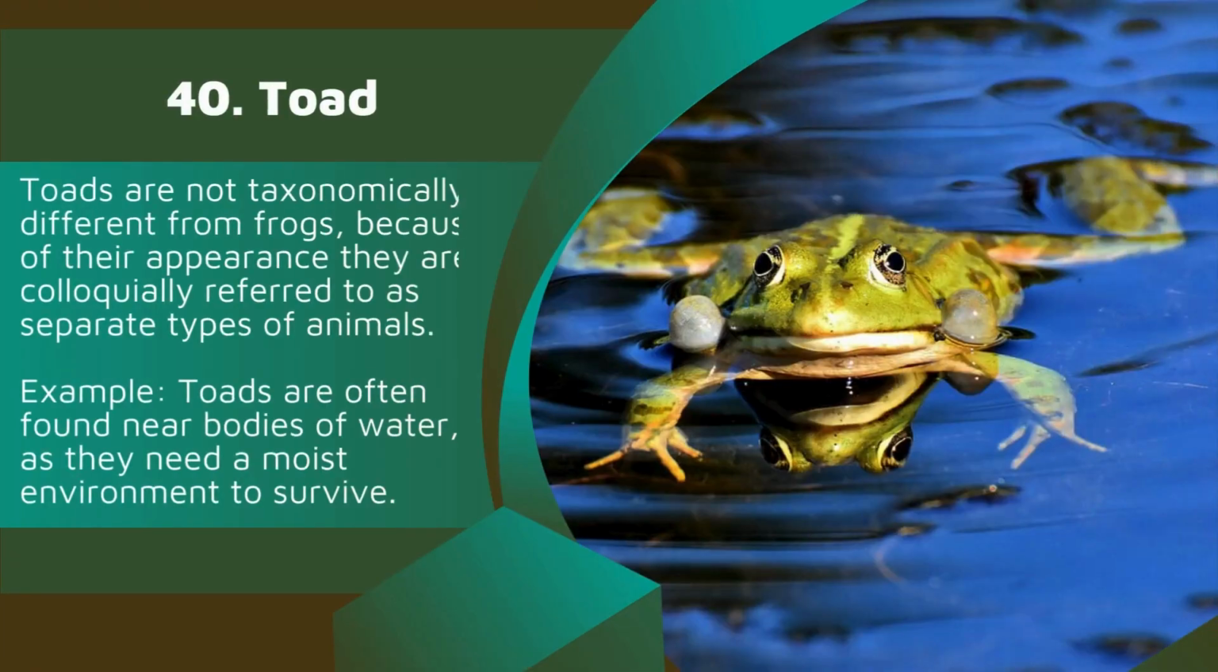40. Toad. Toads are not taxonomically different from frogs. Because of their appearance, they are colloquially referred to as separate types of animals. Example, toads are often found near bodies of water as they need a moist environment to survive.